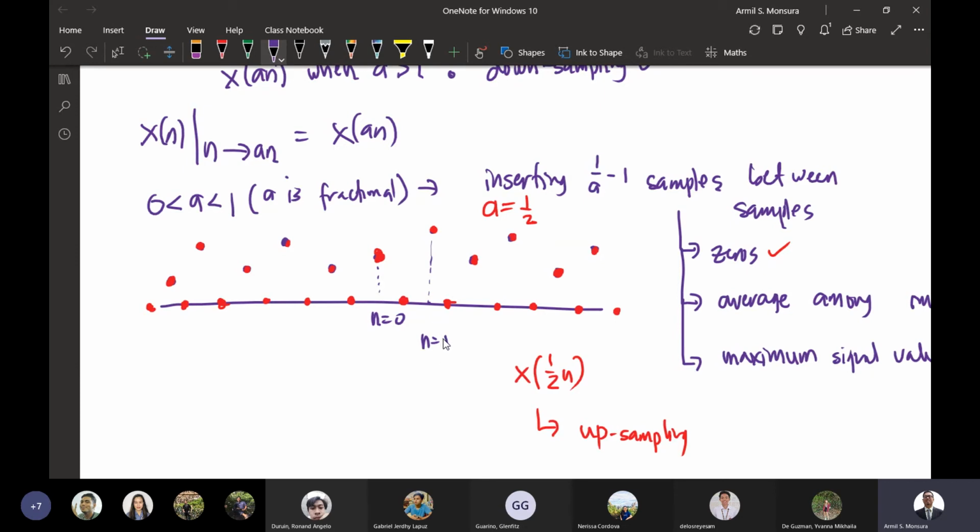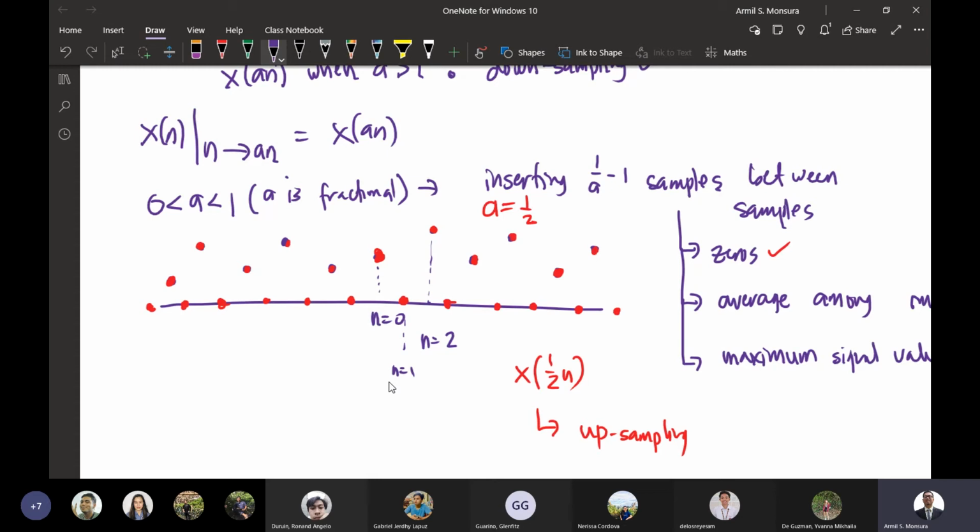After the upsampling operation, ang index na ngayon nito, hindi na 1. Ang index na niyan ngayon ay 2 na. Ito na yung magiging n equals 1 na signal. So, ibig sabihin, after the upsampling, magre-readjust yung index niyo. Pero actually hindi siya magre-readjust. Graphically, magre-readjust siya. Okay? Pero essentially, hindi siya talaga magre-readjust.